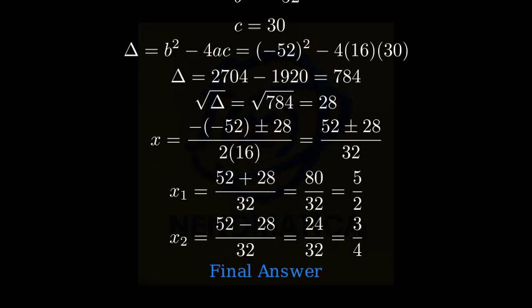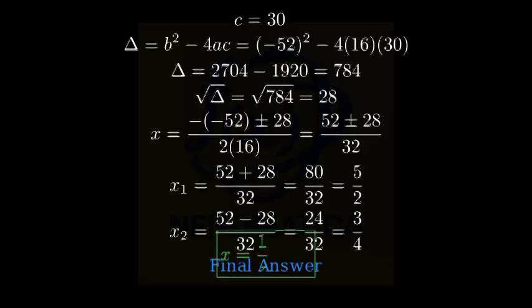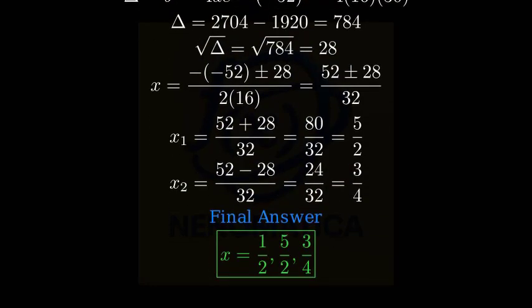Now that we've found all the roots of our cubic equation, let's summarize our answer. The roots of the equation 16x cubed minus 60x squared plus 56x minus 15 equals 0 are x equals 1/2, x equals 5/2, and x equals 3/4.